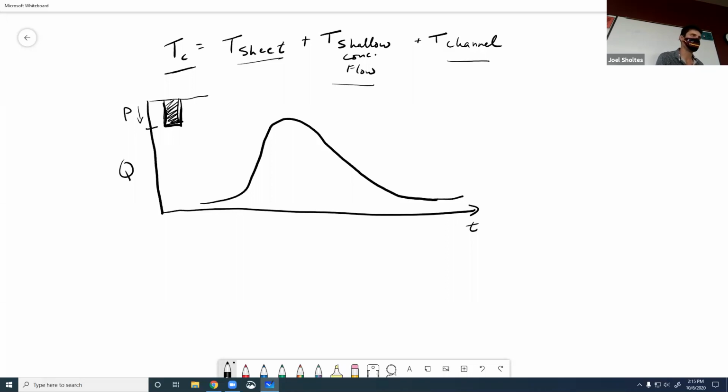And what it does is it tells us the relationship between when that rainfall comes in and when we get this peak of the hydrograph. And this is the lag time. So it's the centroid of your rainfall to the peak of your hydrograph.